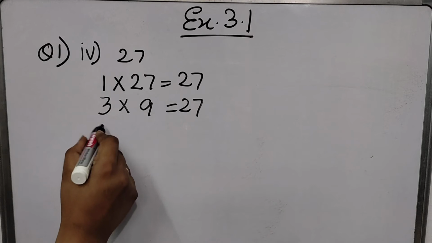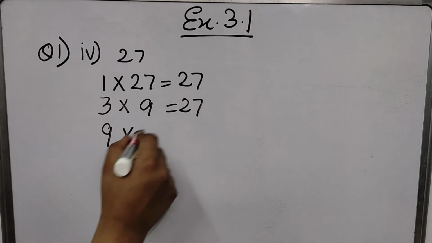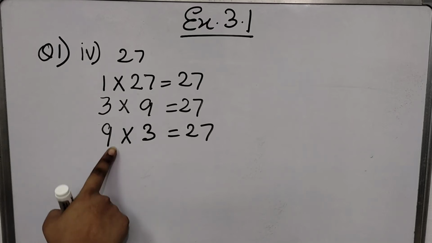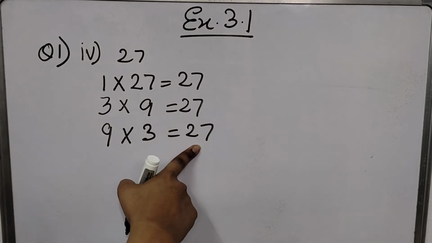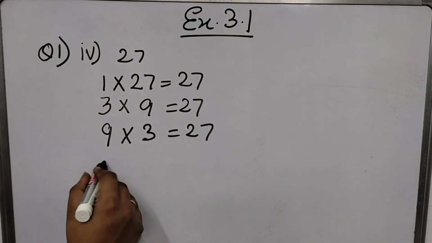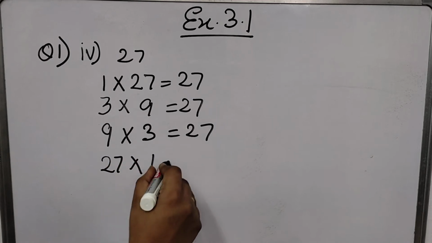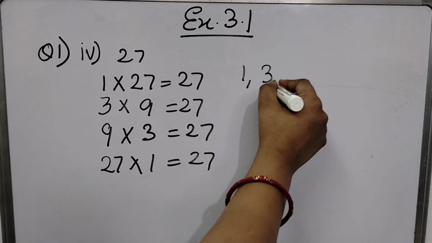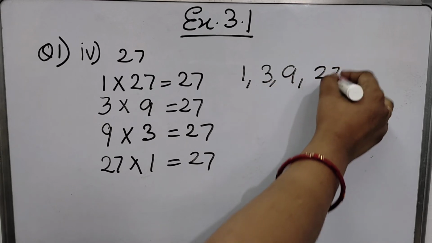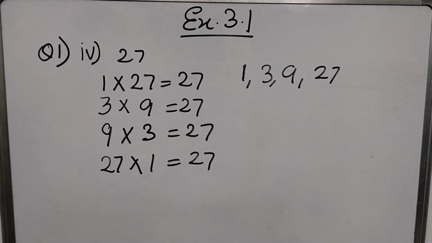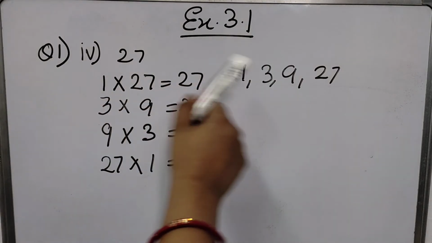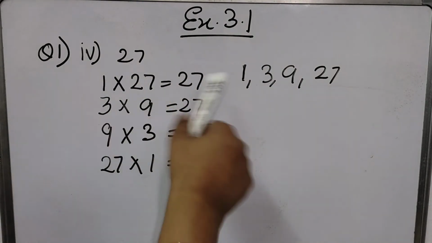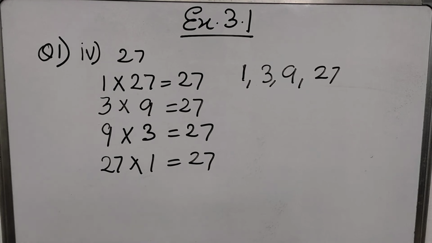Similarly, after 3 directly we have a number 9 which can divide 27 completely, because when we multiply 3 and 9, the answer is 27. After this, 27 is the only number which can divide itself. So this 1, 3, 9 and 27 are the factors of 27. You can cross check by dividing 27 with these numbers. You will get quotients and remainder will be 0.